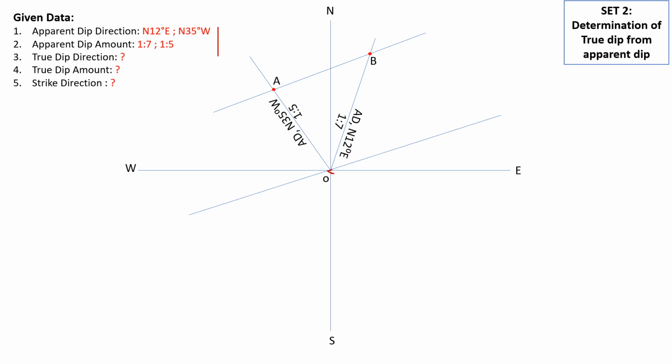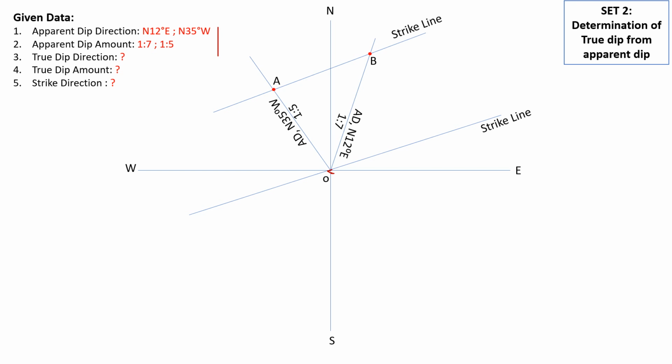With the help of roller scale, I will be transferring this strike line to the point O. I'll mark them. These are my strike lines. Now, with this data, we have to identify the true dip direction as well as the true dip amount.